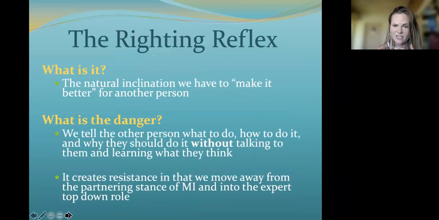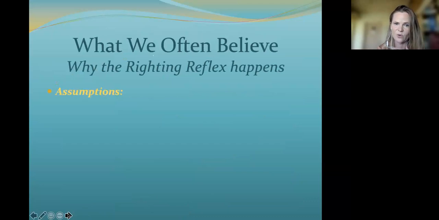That's the natural inclination we have to make it better for another person, very well intentioned. The danger is that we end up telling the other person what to do and how to do it and why they should do it without really understanding in a deeper, sincere way what's important to them about it. And it creates that resistance and it causes us to move away from that alongside partnering stance of MI and into that paternalistic expert top-down role.